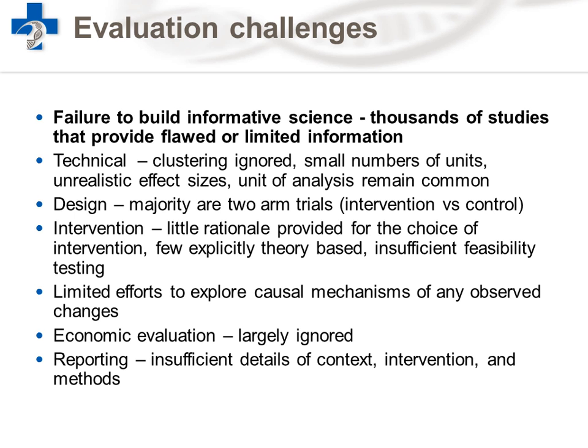We have a failure to build informative science. We have thousands of studies that provide flawed or limited information. In cluster randomized trials or cluster allocated trials, clustering is normally ignored. There's a small number of units. We have unrealistic effect sizes, and unit of analysis errors remain common. That's something as a research community we have to own and address. It's no longer, I think, acceptable to plan a study and ignore some basic methodological issues.